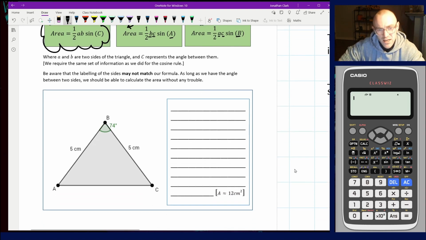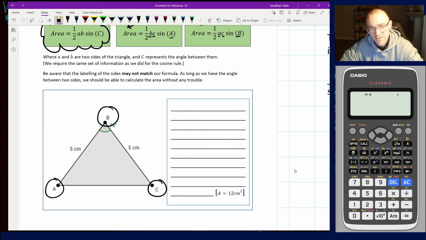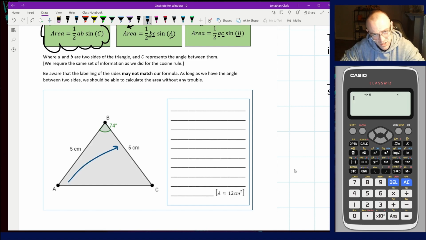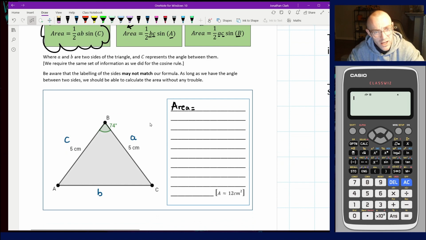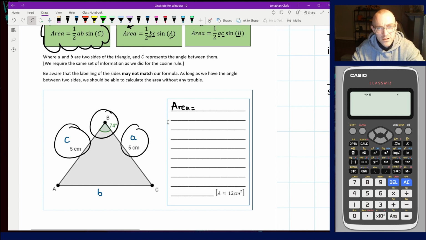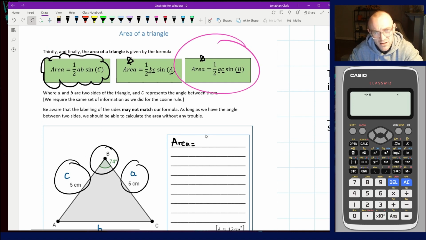Let's have a quick look at this example here. The angles have been labeled, but the sides haven't. So I'm going to very quickly label the sides. They're always opposite, so this side will be little a, this side will be little c, and the side that I do not know about in this instance is little b. Now the area formula has a few relabelings up here. So I need to use the version that has little a, little c, and the angle at b. And I think I can see that it's this one here.